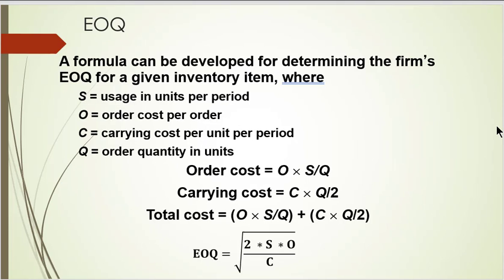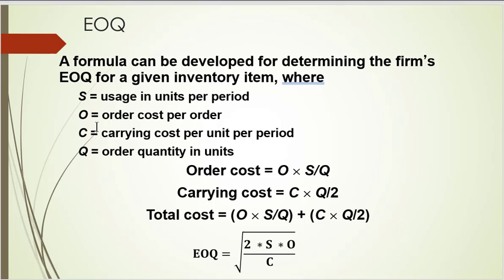The economic order quantity is a very basic formula, EOQ down here. We have the order cost. What does it cost to place an order? S divided by Q, right? S, that's how much we're going to use of the product. Q is the order quantity. So that's what it costs. You take the ordering cost times how many times you place the order.